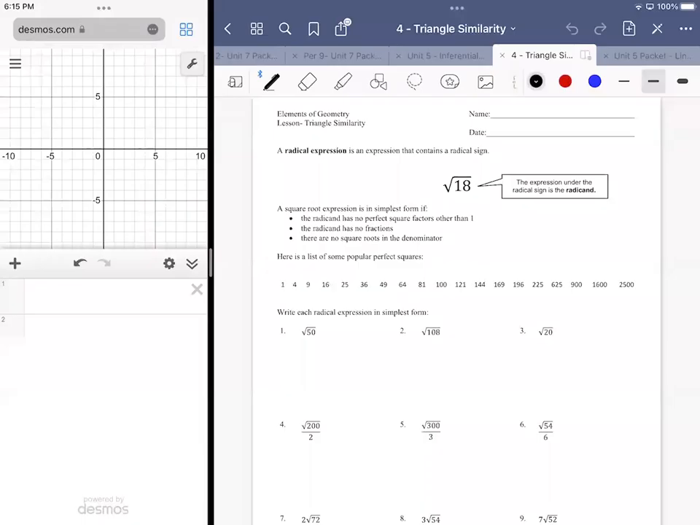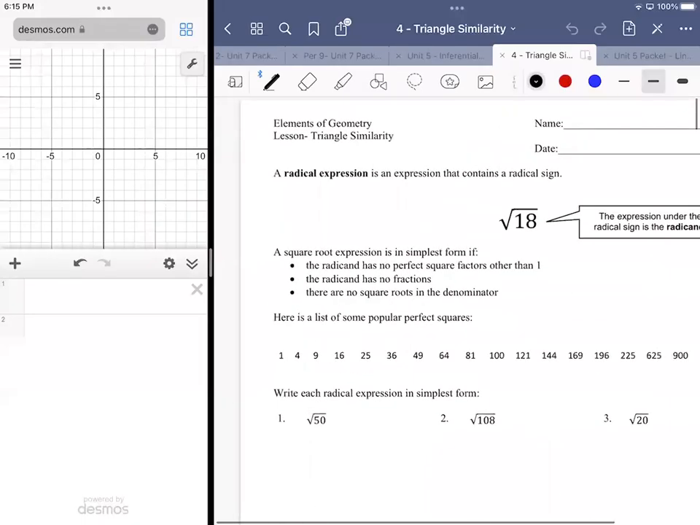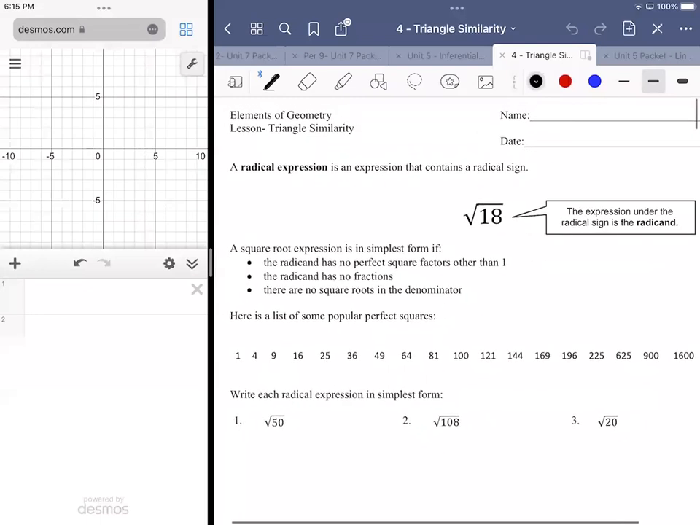Right, so a radical expression is an expression that contains a radical sign. Oh yeah, it's like defining a word using the word in its own definition, right? But you might have seen a radical before. What we're going to do is focus on square root radicals. So this is a square root radical because the index is equal to 2.